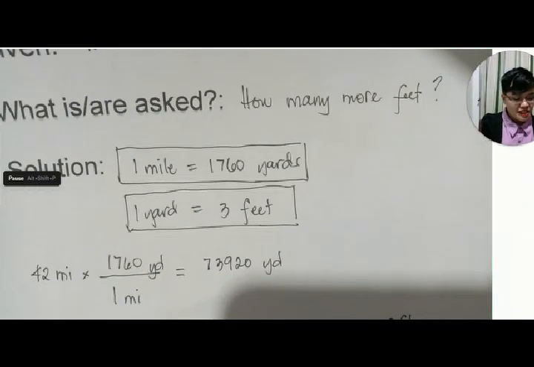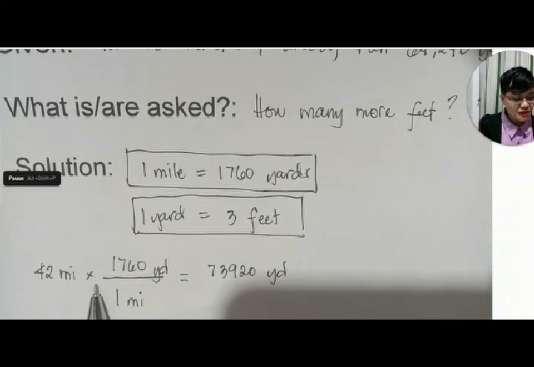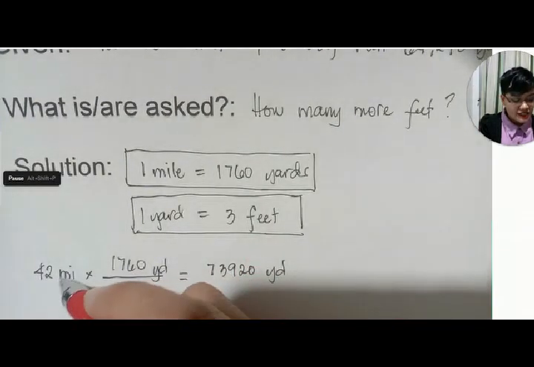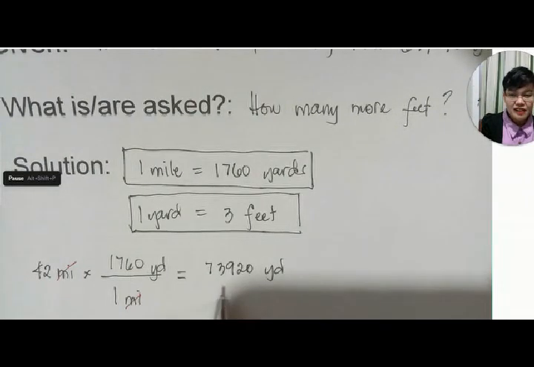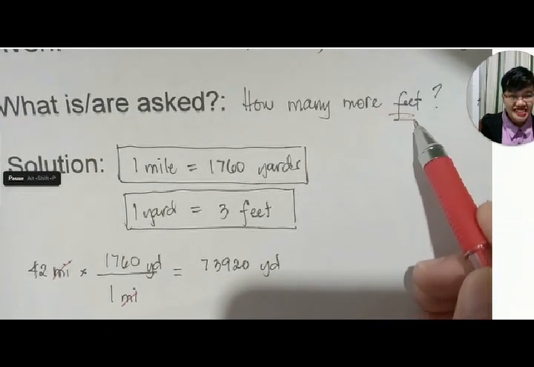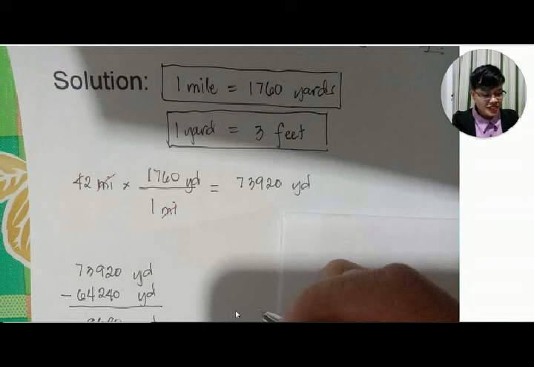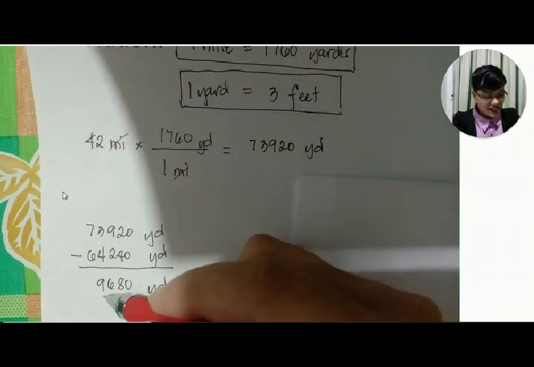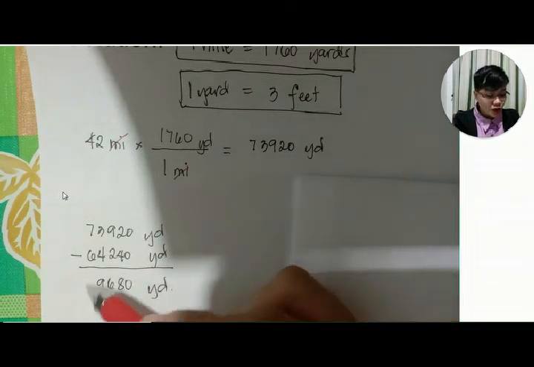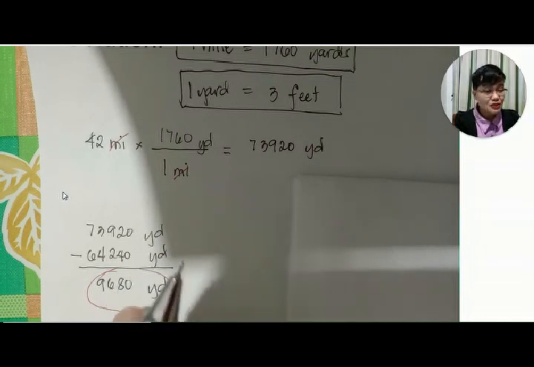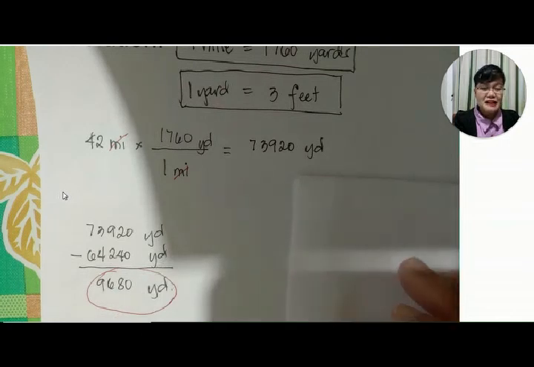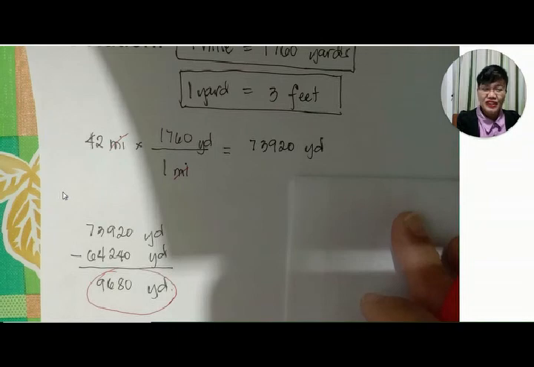Okay, so first we have 42 miles with the conversion factor 1,760 yards over 1 mile in this manner so that we can cancel. After multiplying, we have 73,920 yards. We're not yet done because we need feet. So next we have to subtract. So we have here 73,920 yards minus 64,240 yards. And that will give us 9,680 yards. This is the difference, or let's say this is still the remaining distance that she has to run to complete the 42-mile marathon.